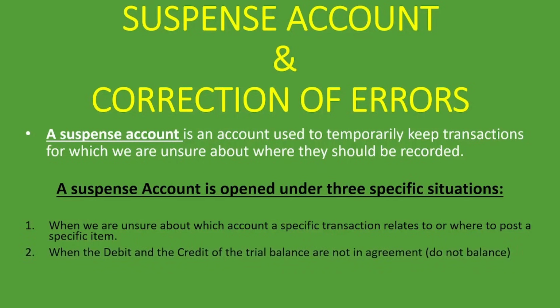The second one is when the debit and the credit of the trial balance are not in agreement. So when they do not balance, that is when you have a suspense account being introduced. And you will see that when we look at an example and you'll get a better understanding of what you're dealing with. The third situation that results in the suspense account being created is related to the second one here.